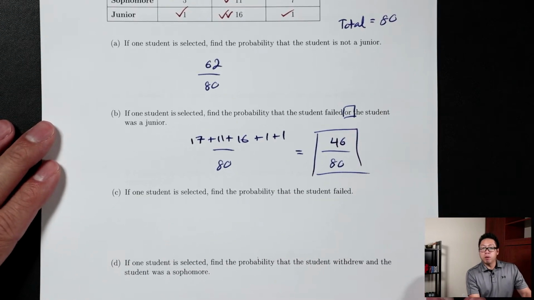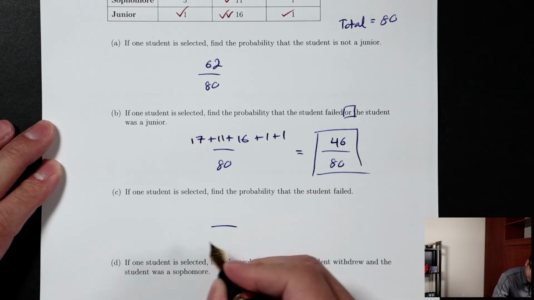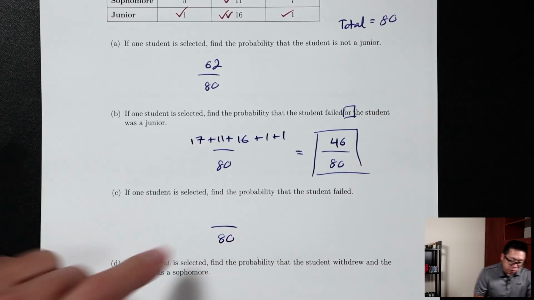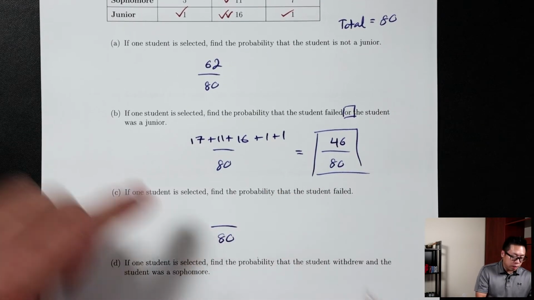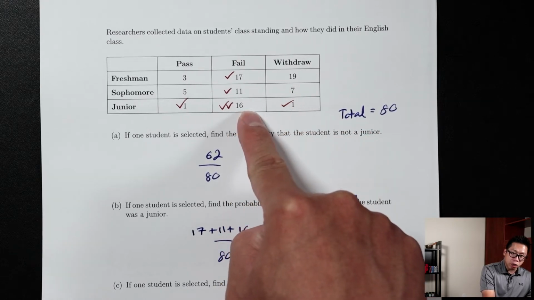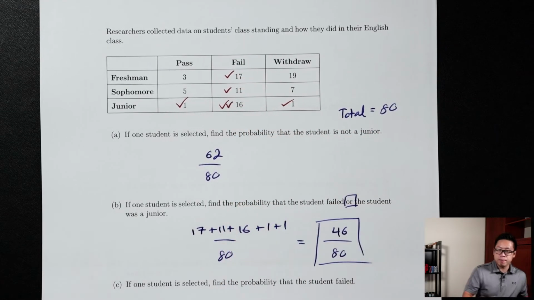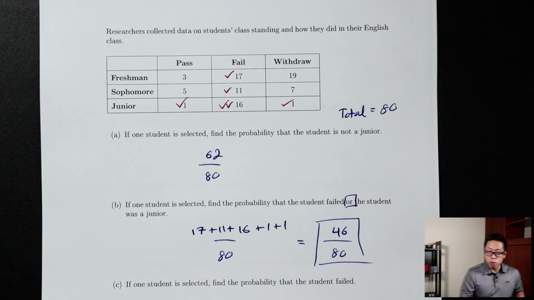Part C, if one student is selected, find the probability that the student failed. The bottom will be everybody again. For the top, here we're just interested in students who failed. So failed would be this column, so 17 plus 11 plus 16. And that's 44.